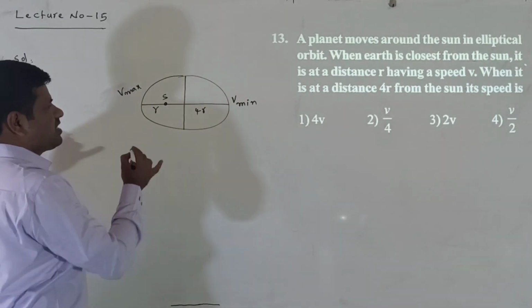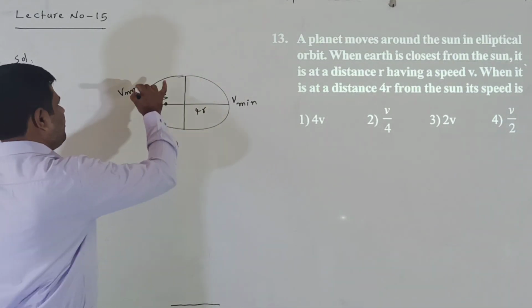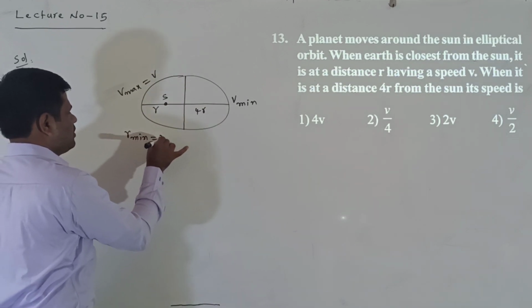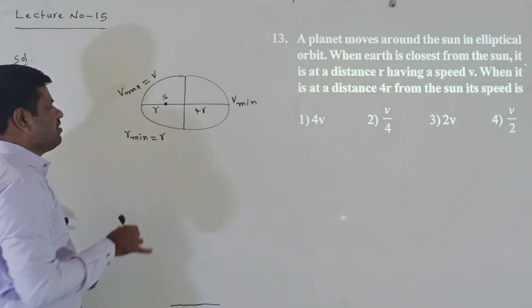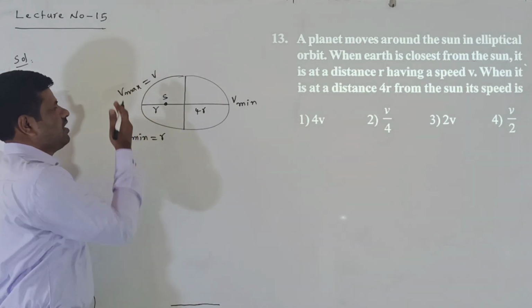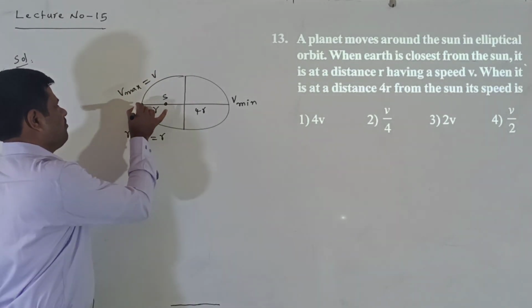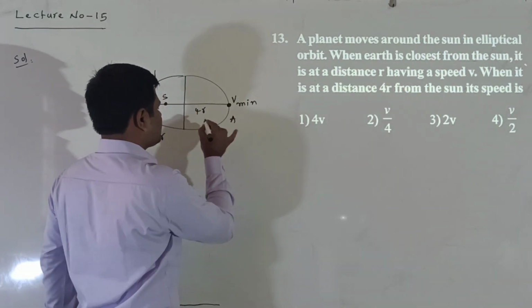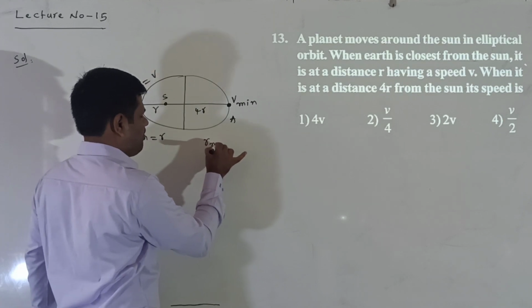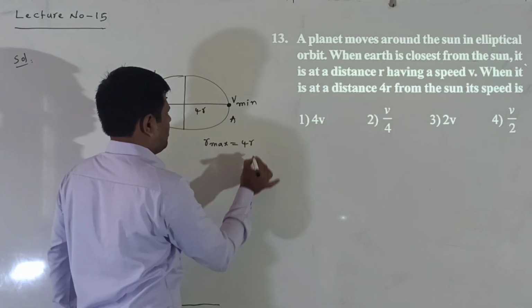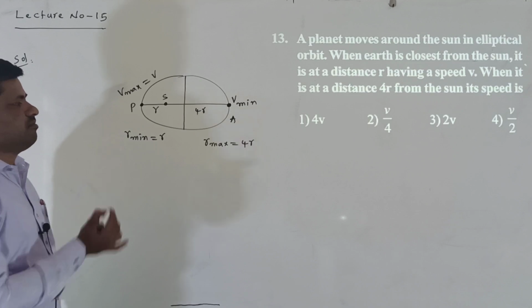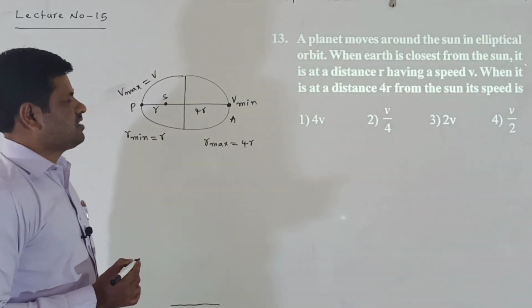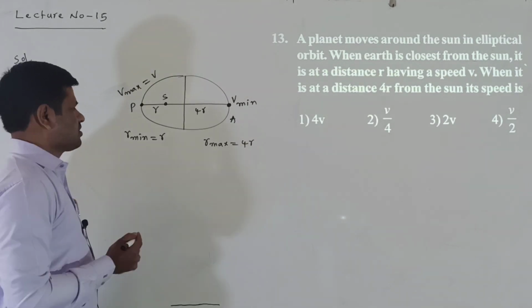Right. V maximum is given, v. R minimum is also given, equal to r. R minimum means distance is minimum, velocity is maximum at the perigee. At the apogee, distance is maximum, that is R maximum, and velocity is minimum, V minimum. That V minimum is being asked in this question.